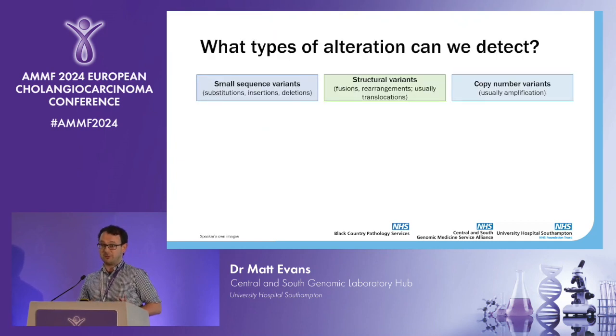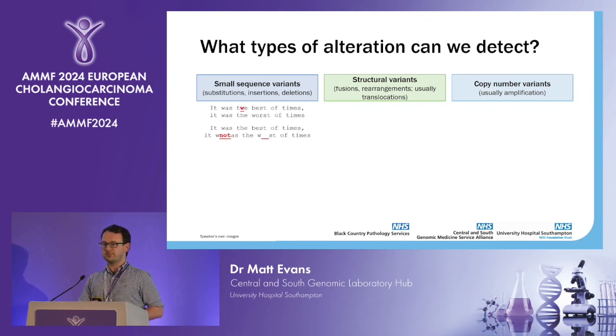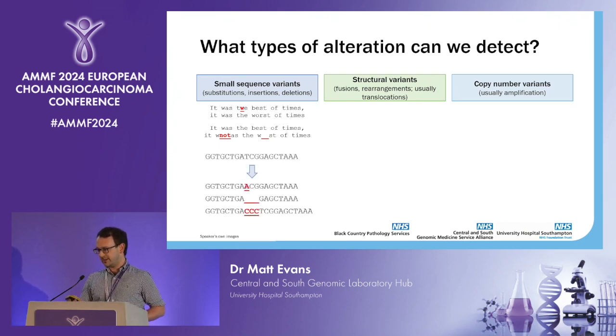Now, the first thing to say is that there are lots of different molecular alterations, but the majority of them will fall into one of these 3 groups. So at the one end, we've got the small sequence variants. Those are basically small spelling mistakes in the genome. So it's things like this. So you can see that you've got letters swapped around, you've got a few letters inserted, a few letters deleted. So small spelling mistakes. And that's what they'd look like in real life.